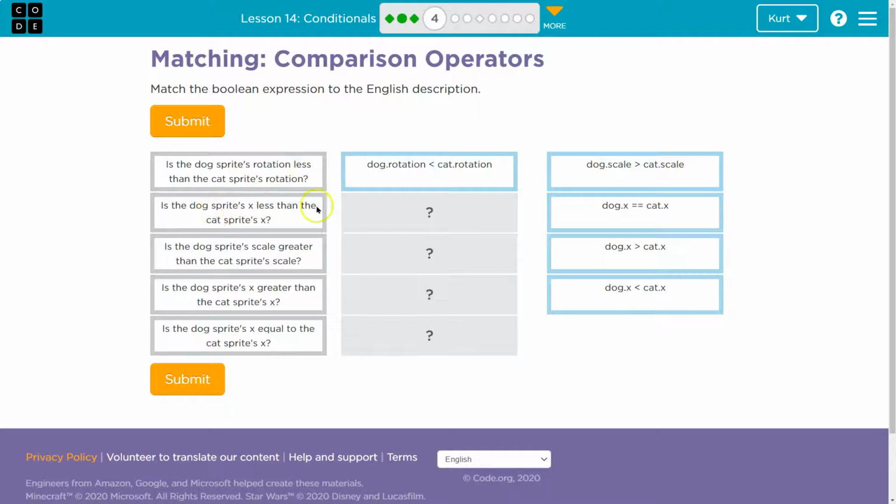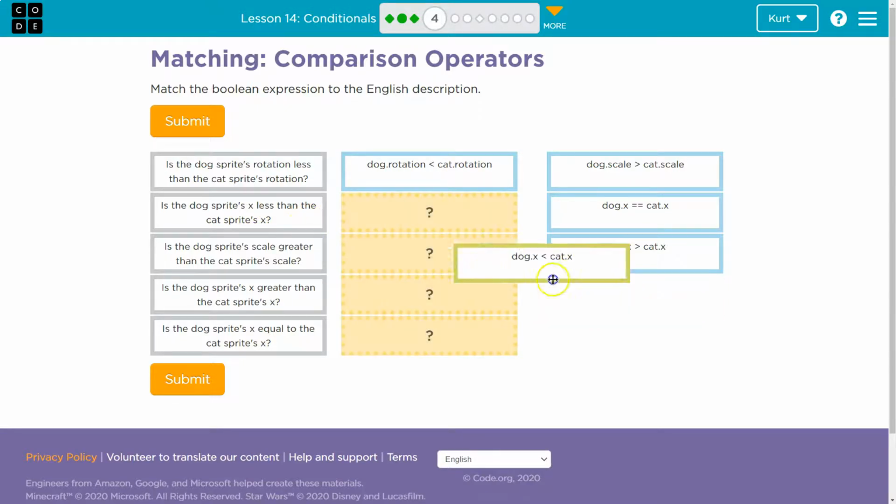Is cat's X less than the dog's? The point of this is to translate these into English. Eventually, you want to read these just like English because the thought is the same. So we're looking for the dog's X that's less than the cat's X location. This is the only one left with a less than sign. Dog.x less than cat.x. Dog's sprite's X is less than the cat's sprite's X. Yep, that's what this means, right? The dog's X location and the cat's X location.